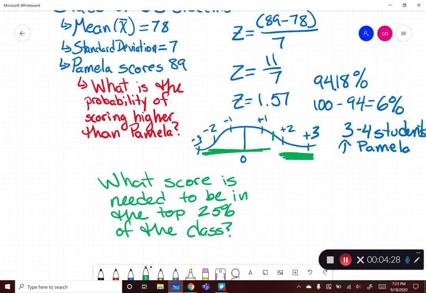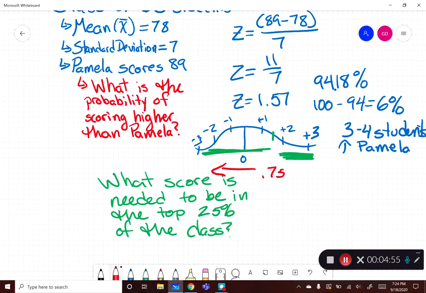So at this point, we already know that we have the top 25%. So we're interested in finding what z-score would give you the closest to... Remember, when you look up a z-score, it's going to give you everything to the left. So it would give you everything this way. So we're interested in finding the closest value to 0.75, because to the right of that would give us the 25% we're interested in finding.